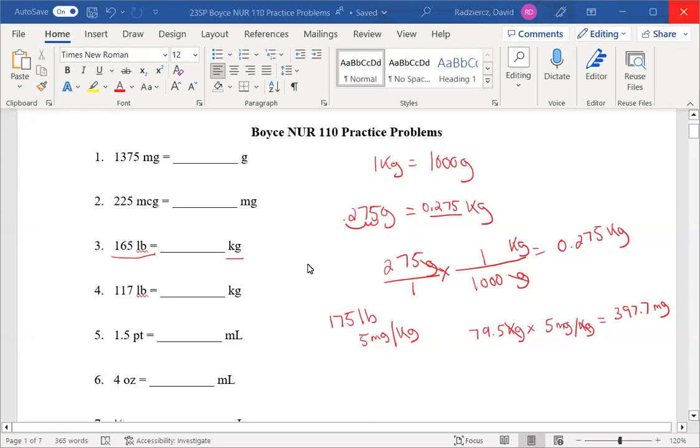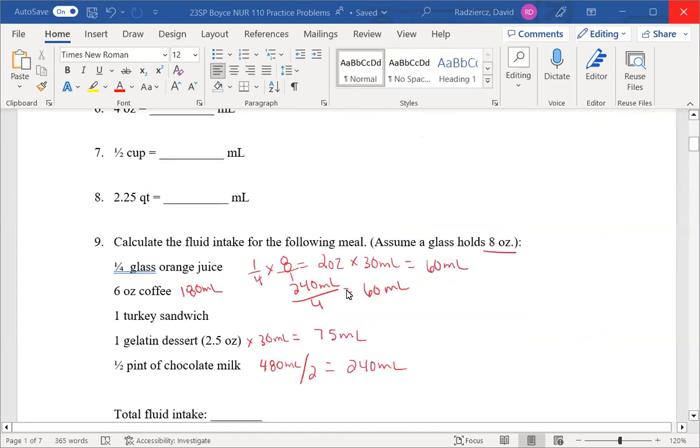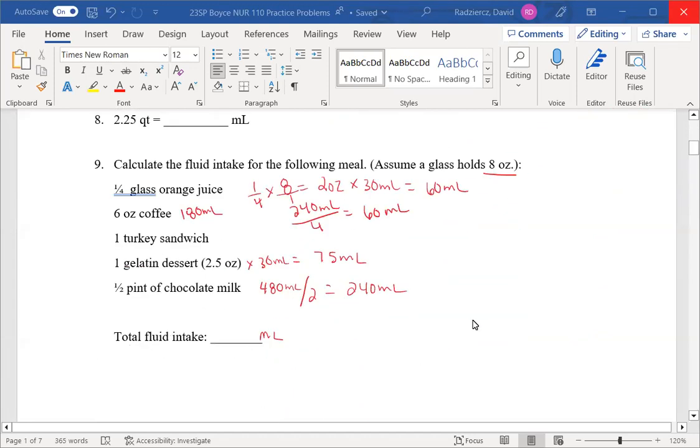During the last review, I covered the unit conversions, going from metric to metric, then from metric to household. After we did that, we carried on, and I think I was working on a different sheet, but it's the same problems. And then I talked about calculating fluid intake.